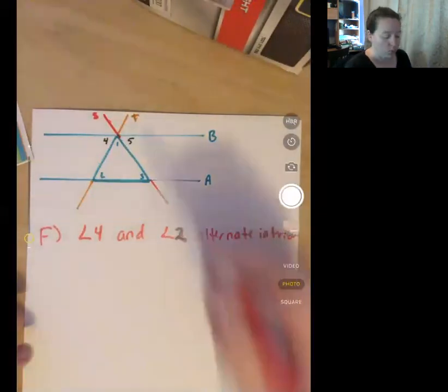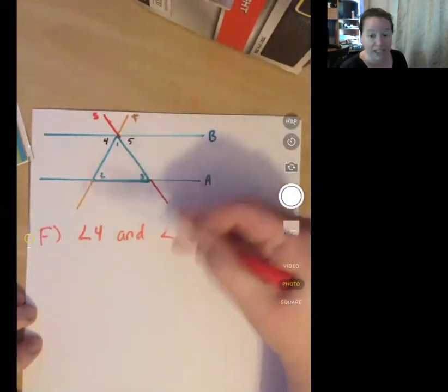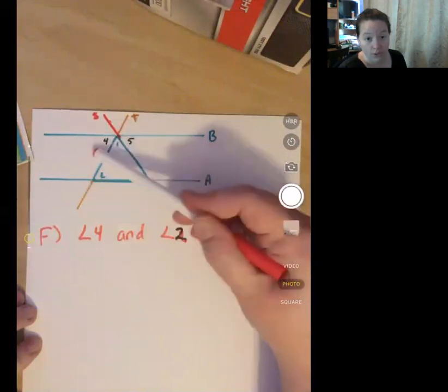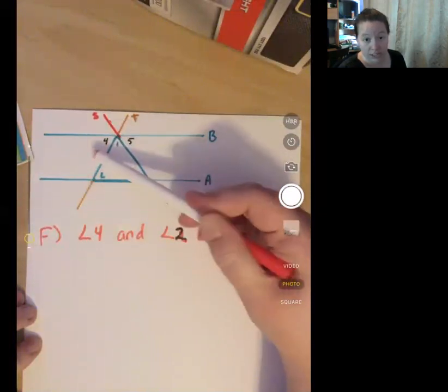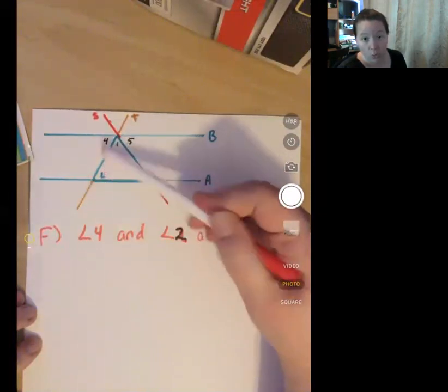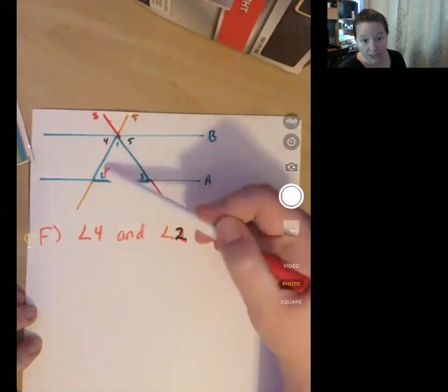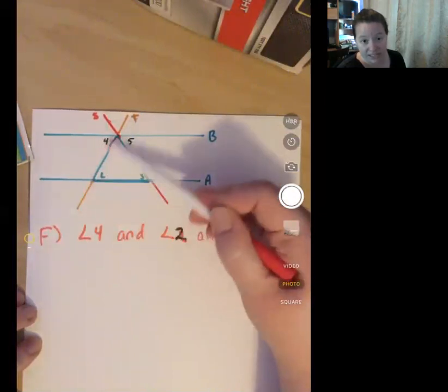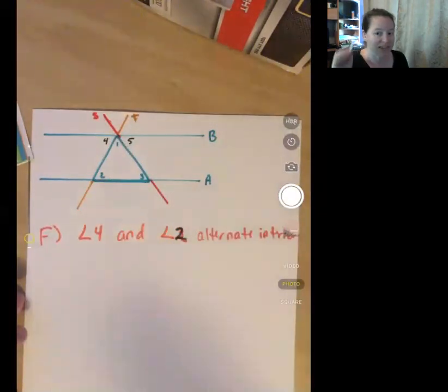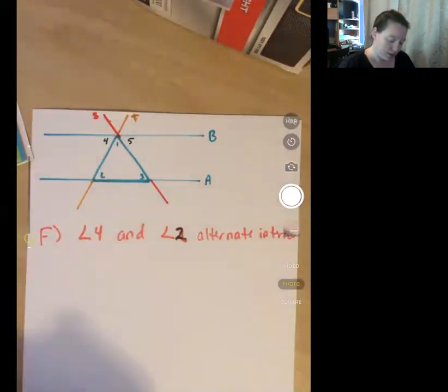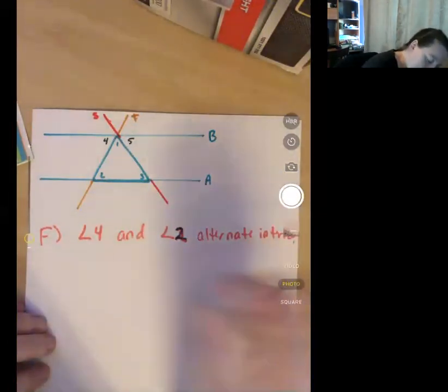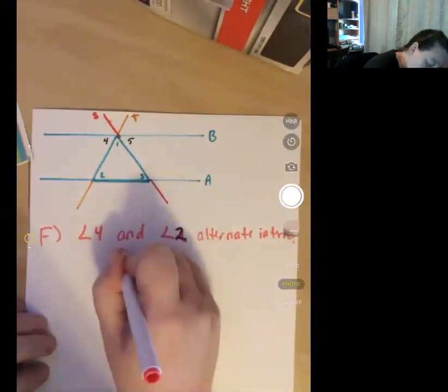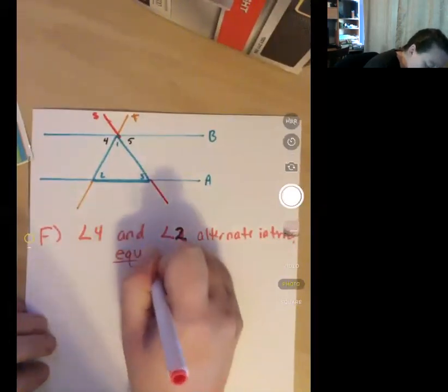Okay, so we're on line T. We're looking at T. 4 is on T, 2 is on T, they're alternate. We know that because they're on different sides of this line T, that means that they are the same. So they're alternate interior, they are equal.